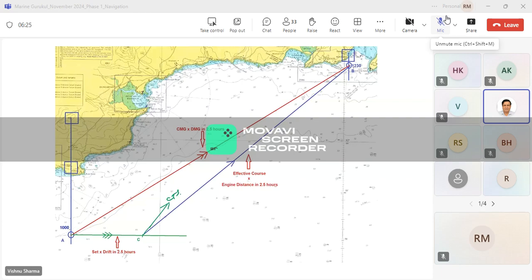Okay, sir. We'll just draw the effective course. Yeah, it's good enough. No problem. If you want to draw, you can draw a small arrow like this, the way I have drawn. But it is not necessary. If you don't want to draw, it's fine, as long as you have counteracted the leeway on the answer sheet, right, beta? Yes. Okay, sir.